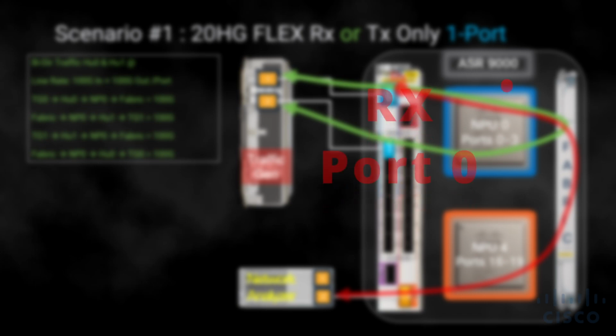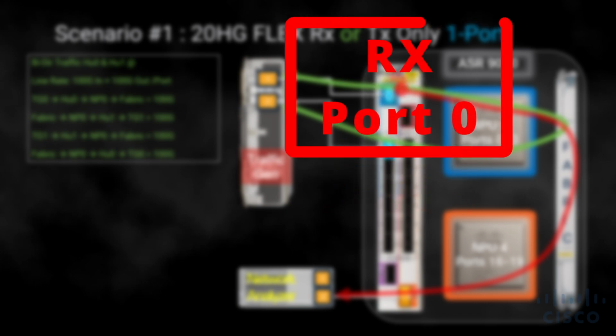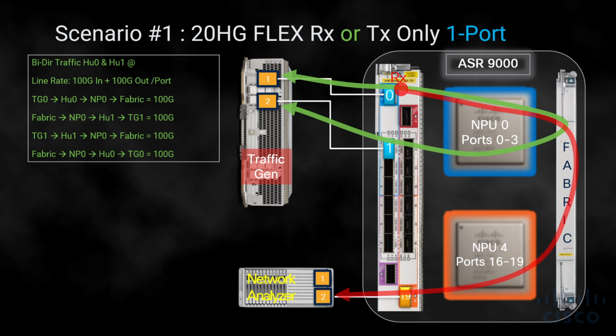Now, if I want to span, let's say, just the ingress, just the RX on port 0, I want to mirror that. Like I said earlier in the session, I'm going to look at the NPU that's hardly being used. So in this case, I'll just take the last NPU. That's NPU 4, and the last port, 19. Well, there's nothing on that NPU. So I'm just going to plug port 19, a 100 gig port, towards the network analyzer.